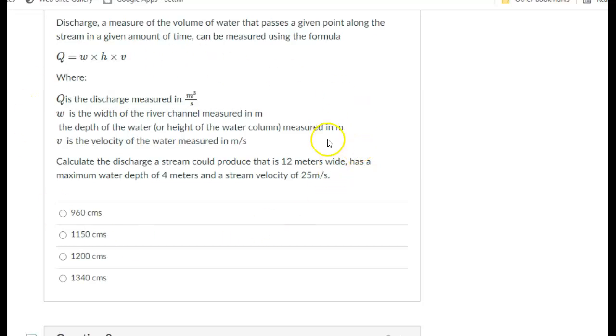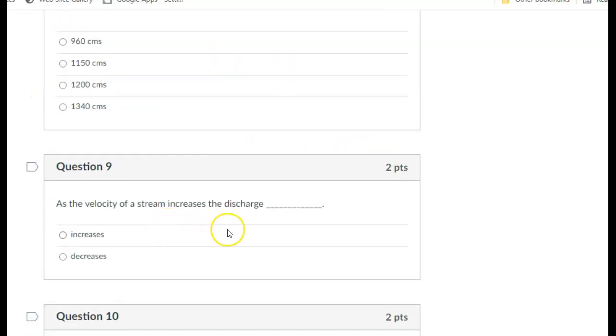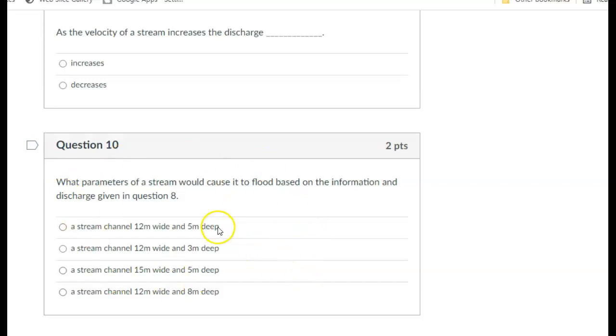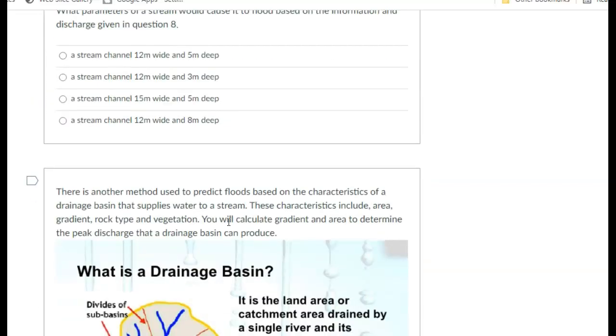That's what we're asking you to do here: calculate what it can support. And then if we change some of the values, would it flood or not? So that's a very simple way.